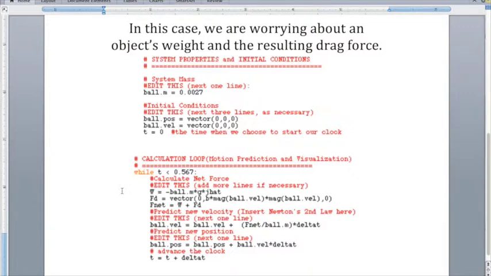Now for our drag force, we've set the drag force to be proportional to the square of the ball's velocity, with b being the proportionality constant. And so here we have F net equals the weight force plus the drag force. And then under that we have our typical Newton's second law equations for predicting the new velocity of the ball and the new position of the ball based on that velocity.